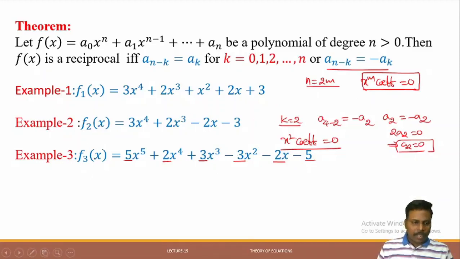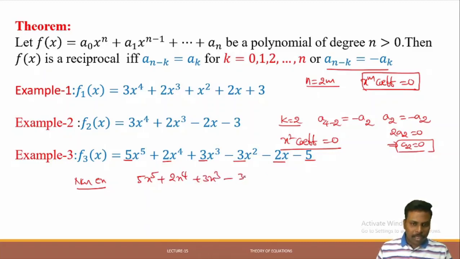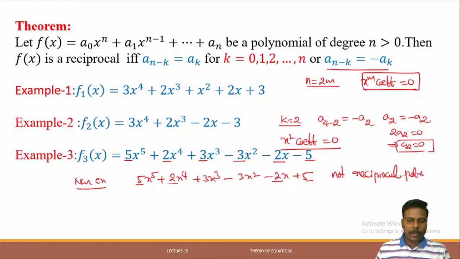Now if at all I want to construct a non-example, how can I make this non-reciprocal? Simply, I'll give the same thing, 5x to the power 4 plus 2x to the power 4 plus 3x cube minus 3x square minus 2x. Now these two are plus 5, that means these two take the same sign, but these two take the opposite sign, so this is not a reciprocal polynomial.